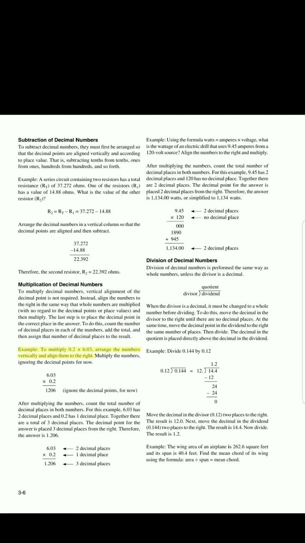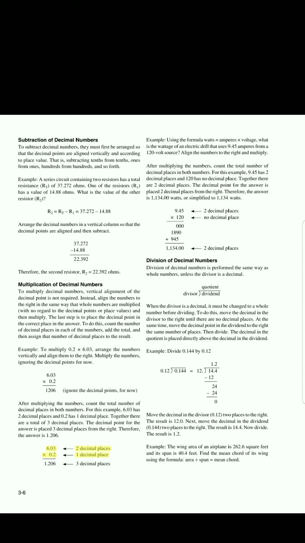Example. To multiply 0.2 times 6.03, arrange the numbers vertically and align them to the right. Multiply the numbers, ignoring the decimal points for now. 6.03 times 0.2 gives 1206. After multiplying the numbers, count the total number of decimal places in both numbers. For this example, 6.03 has 2 decimal places, and 0.2 has 1 decimal place. Together there are a total of 3 decimal places. The decimal point for the answer is placed 3 decimal places from the right. Therefore, the answer is 1.206.